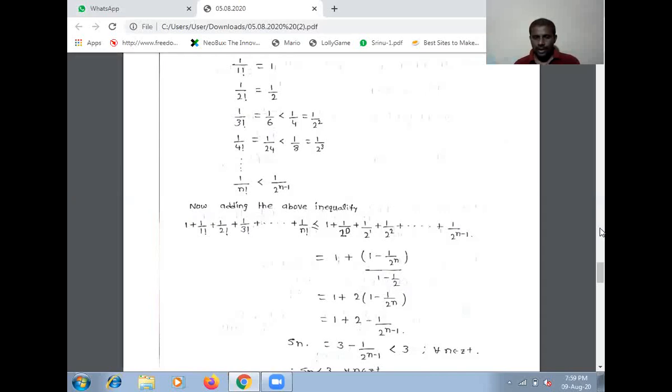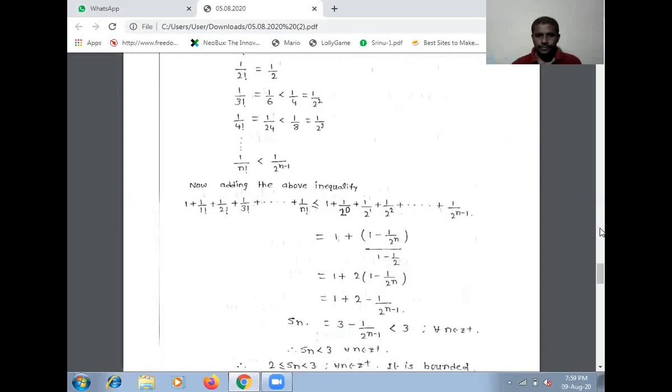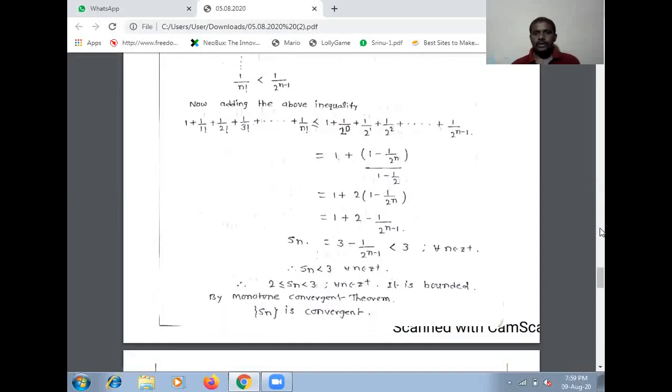Now in the denominator, 1 minus 1 by 2 means 1 by 2, so we get 2 in the numerator. So 1 plus 2 of 1 minus 1 by 2 to the power of n. Multiplying with 2, we get 2 minus 1 by 2 to the power of n minus 1. So 1 plus 2 is 3. So 3 minus 1 by 2 to the power of n minus 1 is less than 3, for all n belongs to Z plus.